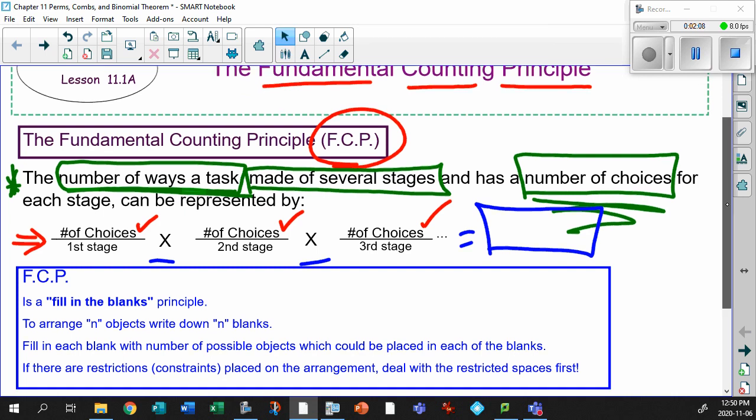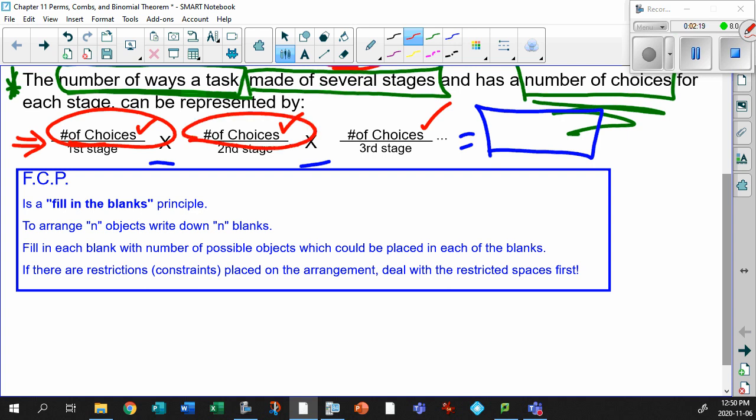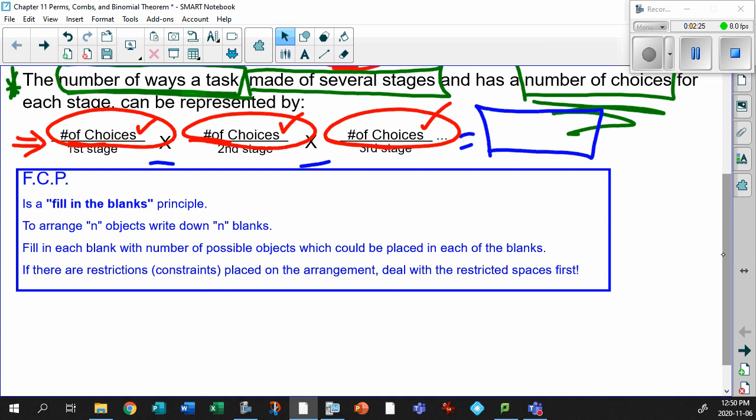So let's talk a little bit more here. The FCP is basically a fill-in-the-blanks kind of principle. You figure out the number of choices for one thing, put it in, then the number of choices for another, put it in, and figure out the number of choices for the third, put it in there. So you arrange these n objects, and you write down how many blanks you have. If you're talking about getting dressed, you want your shirt, you want your pants, you want your socks. That would be three. You put down three stages. You fill in the blank with the number of possible objects. How many different shirts do you have? How many different pants do you have? How many different pairs of socks do you have?